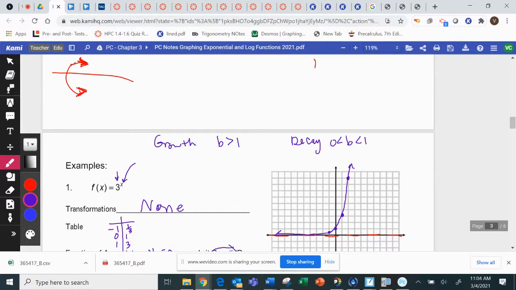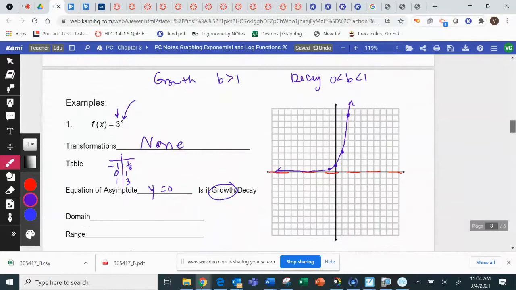So, Marie, if I took this one, I had 3 to the negative x, I could rewrite that as 1 over 3 to the x, which would be the same thing as 1/3 to the x. So typically, I'm going to give you this question, not that one. But you're totally right, 100%. And then if you're not sure if it's growth or decay, graph it and look. Okay.